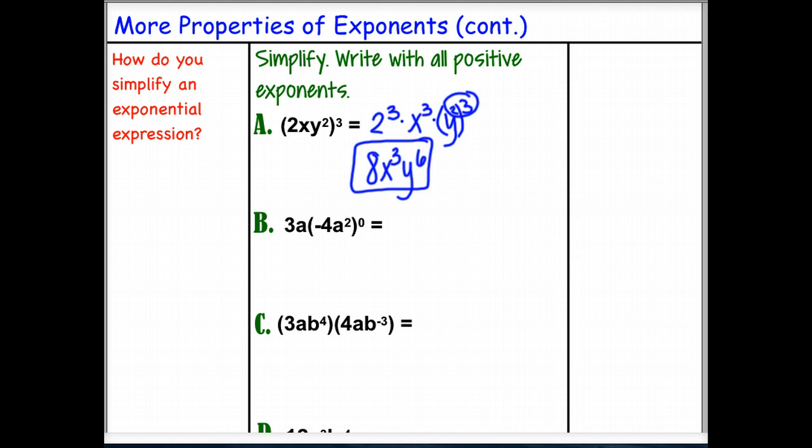Our next one, I see that all of this is to the 0 power, and I know that that means that it is equal to 1. So we have 3a times 1, which is 3a.